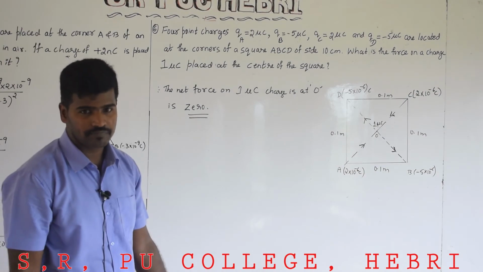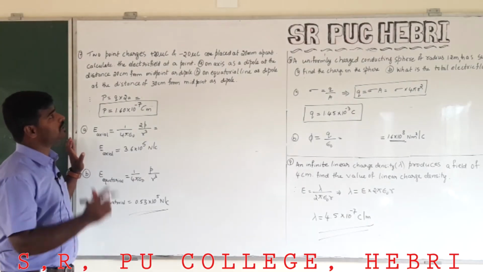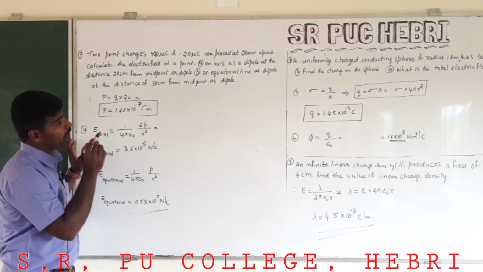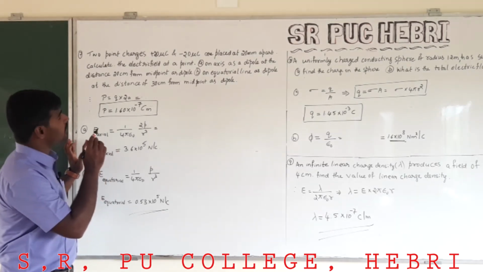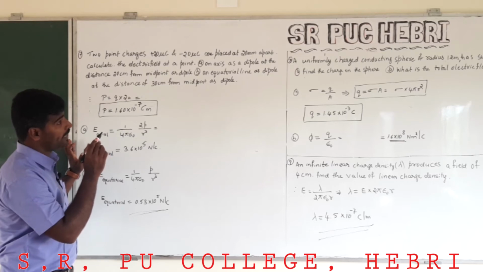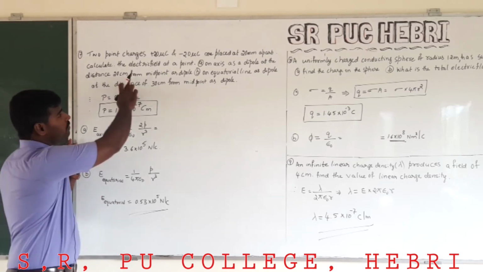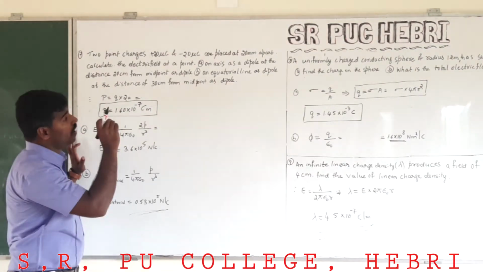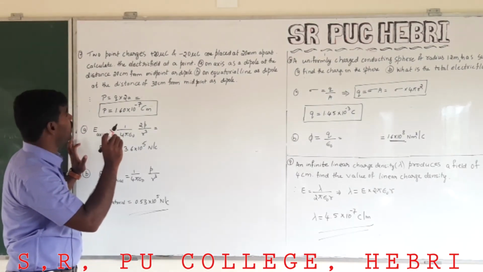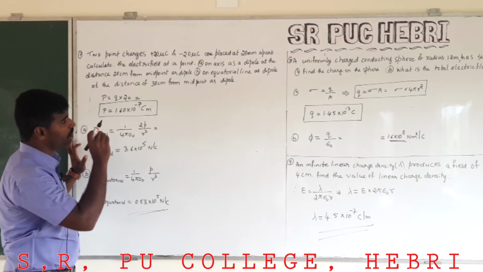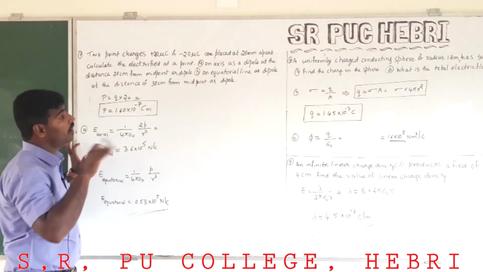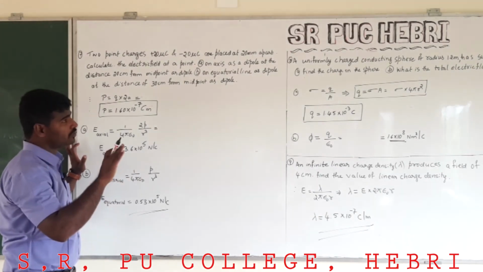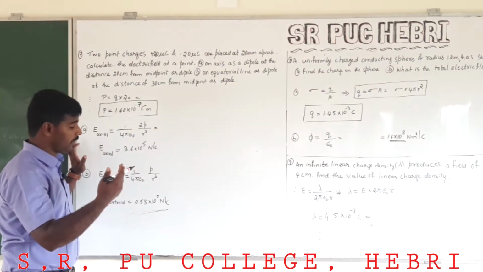Is it clear? Question, 2 point charges 20 microcoulomb and minus 20 microcoulomb are placed 20 millimeter apart. Calculate the electric field at a point on the axis of a dipole at a distance of 20 centimeter from the midpoint of the dipole. Question number B, on the equatorial line of a dipole at a distance of 30 centimeter from the midpoint of the dipole. First question is based on the electric field on an axial line. The second question, find out the electric field along the equatorial line.